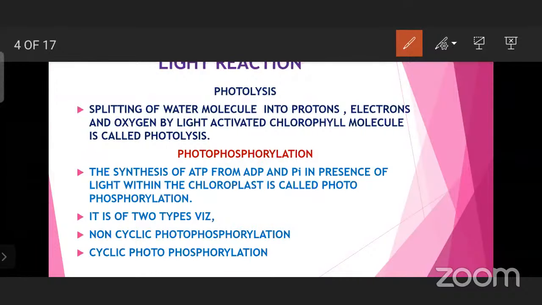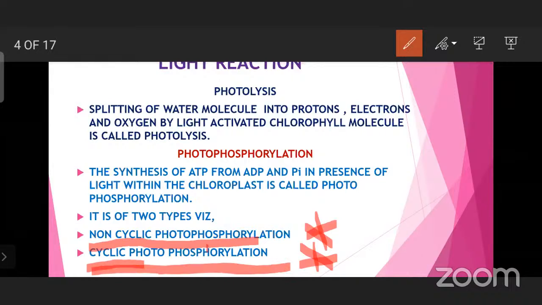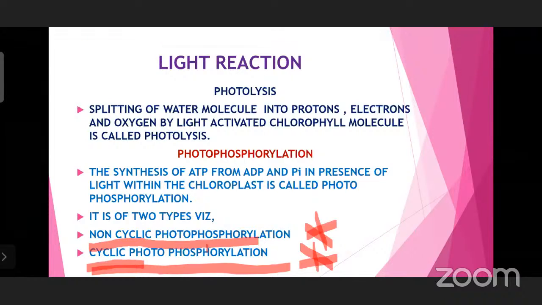So this is what happens in photophosphorylation here in the granum thylakoid. So here in the grana, the synthesis of ATP from ADP and Pi in presence of light within the chloroplast is called photophosphorylation. It is of two types. The most important and new concept you are learning here is two types of photophosphorylation. One is non-cyclic, another one is cyclic. Non-cyclic photophosphorylation and cyclic photophosphorylation. You are going to see this in the coming topics.